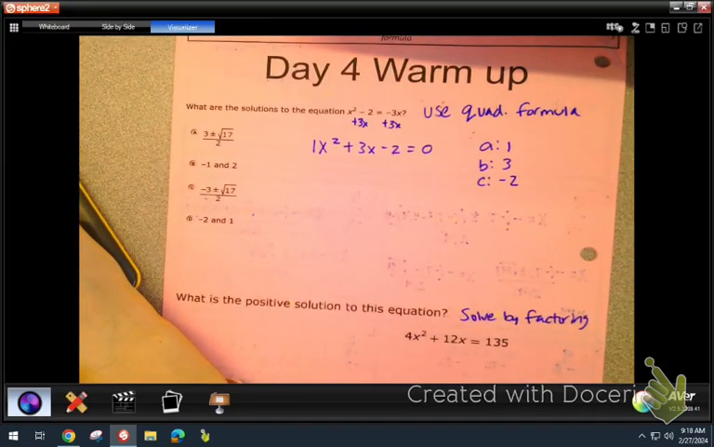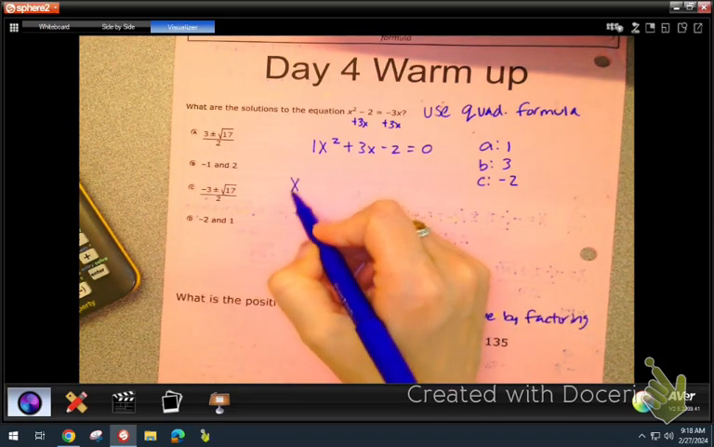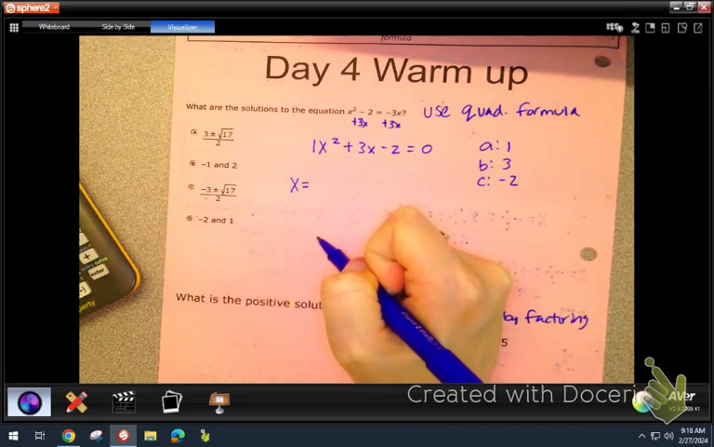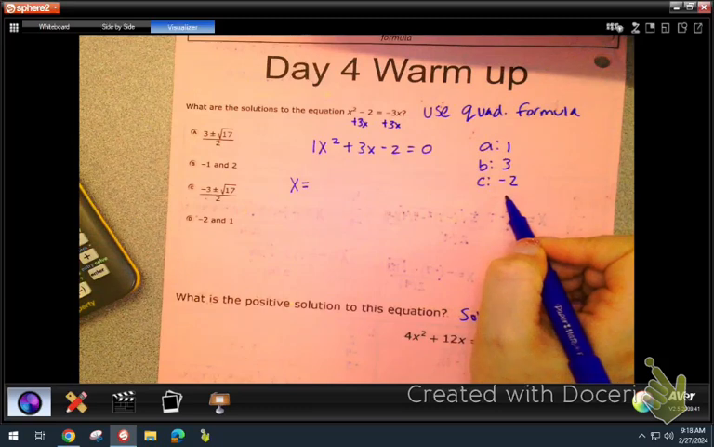And guys, I walked around. There's only a couple of you that actually wrote A equals 1, B equals 3, and C equals -2. If you're not writing A, B, and C and writing that, I feel like you're not going to be successful. I think you're going to be more successful if you write that down. A equals 1, B equals 3, C equals -2. Write it down. Don't be lazy.